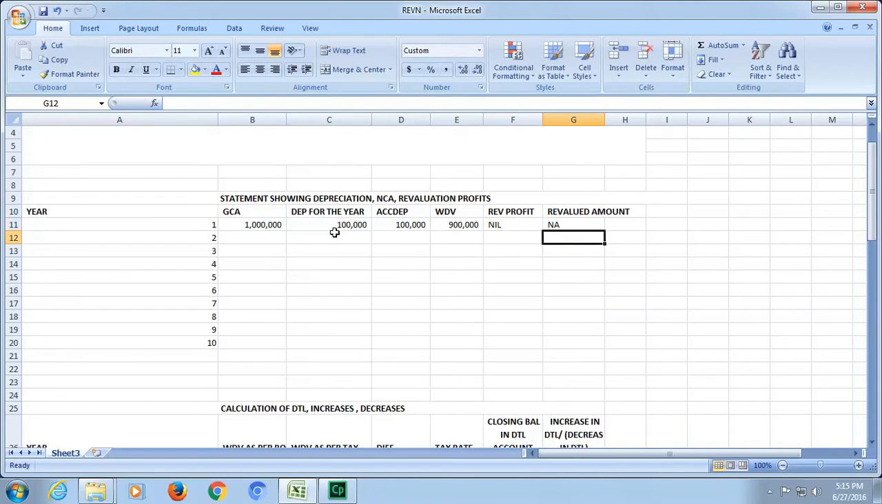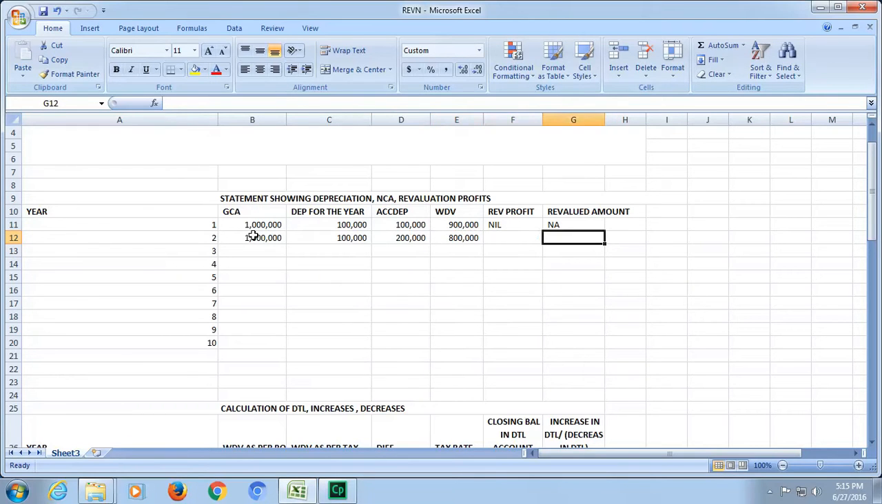In the first year there is no revaluation profit and there is no revalued amount, hence I'll put not applicable here. Now in the second year the gross carrying amount of the asset will remain at 10 lakh rupees, the depreciation would remain at 1 lakh rupees. Accumulated depreciation would now become the opening balance plus current year depreciation, 2 lakh. The WDV, the formula I'll copy, it will be 10 lakh minus 2 lakh, it will be 8 lakh rupees.